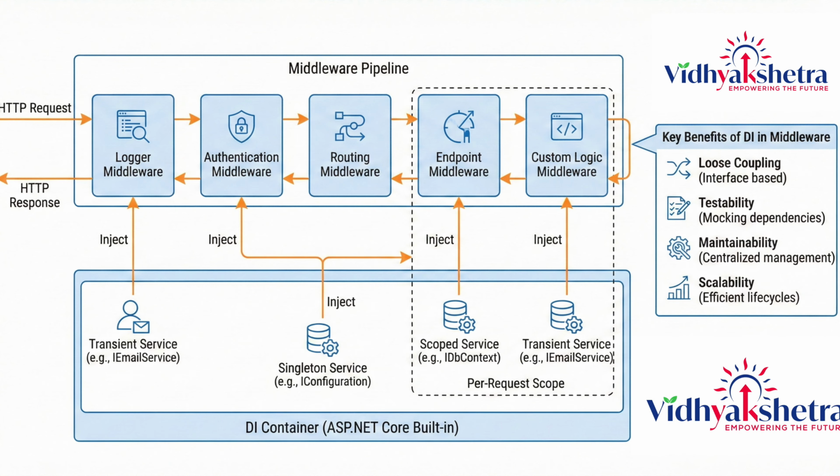Logging is essential for understanding application behavior, detecting errors, tracking performance, and auditing system activity. When a request arrives, the logger middleware captures information such as request path, HTTP method, headers, timestamps, and later the response status code. Instead of creating logger objects manually, ASP.NET Core provides logging services through dependency injection. The middleware simply requests an ILogger interface, and the DI container automatically supplies the correct implementation. This design removes hard dependencies and ensures consistency across the entire application.